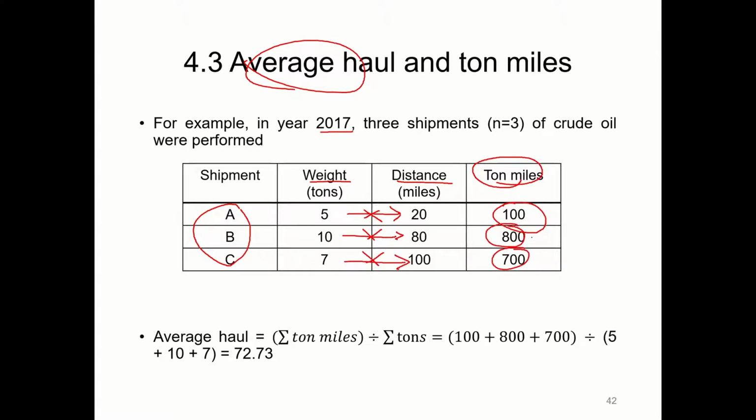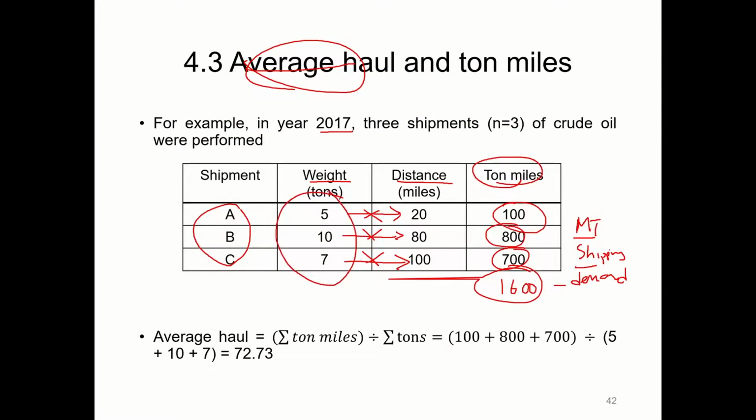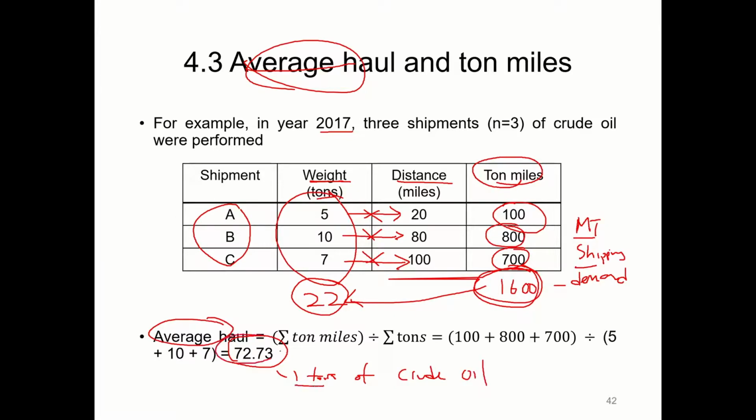So what is the total shipping demand for crude oil? That will be 1,600. This will be the demand. Shipping demand, or maritime transport demand, they are the same. So the formula for calculating average haul is: we take ton miles and divide it by the tons of freight originated. So we also need to sum all these weights: 5 plus 10 plus 7 is 22. We take 1,600 divided by 22, that will give us 22.73, which is the average haul. It's the average distance traveled by 1 ton of crude oil.